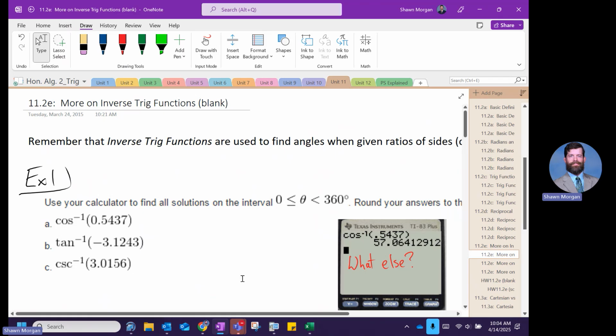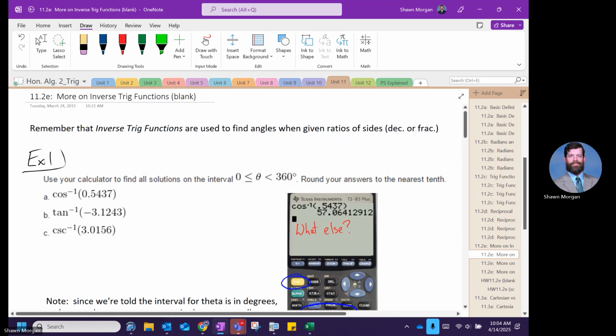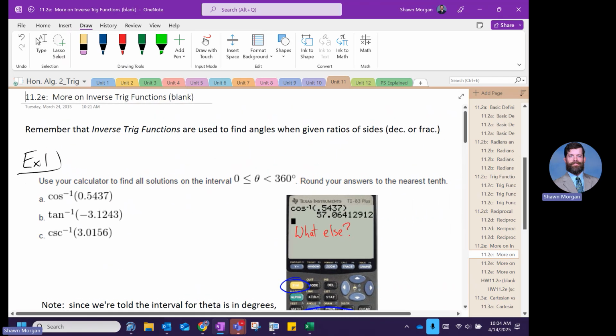All right, so what I mean by that is, on your calculator, I want you to run the inverse cosine of 0.5437. Just tell me what you get. Yeah, about 57 and some change, right? About 57 degrees. What about inverse tangent? Come on, quick fingers, quick thumbs. I know I've seen y'all text before. Negative 72?